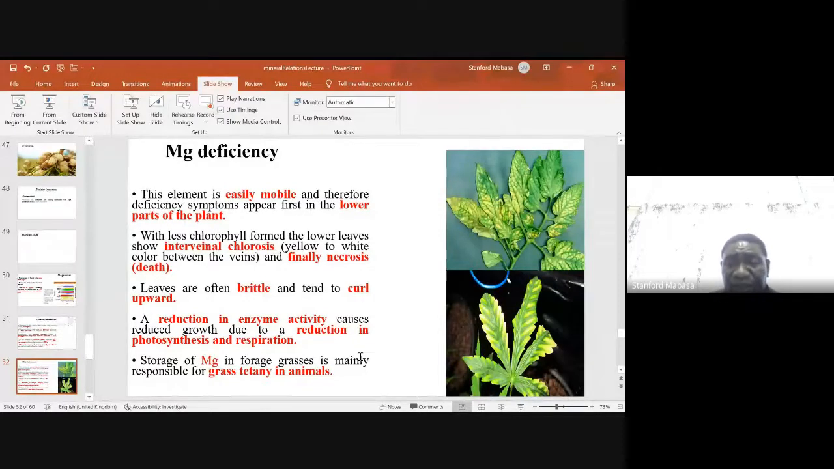Finally, there could be necrosis and the death of the leaves. Leaves tend to easily break. We call this brittle, and they can curl upward. The absence of magnesium could cause reduction in enzyme activity. It can reduce photosynthesis and respiration, and I think this has a big impact on the growth of the plant.